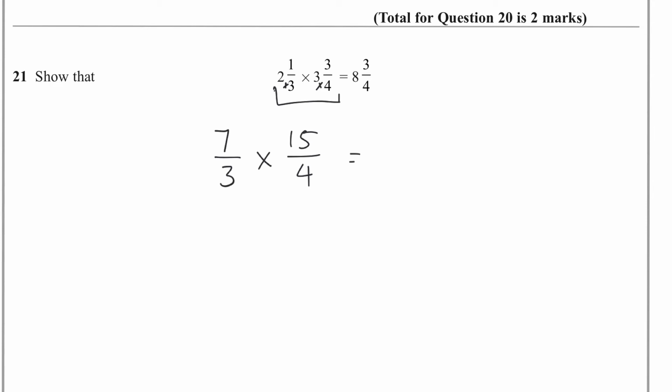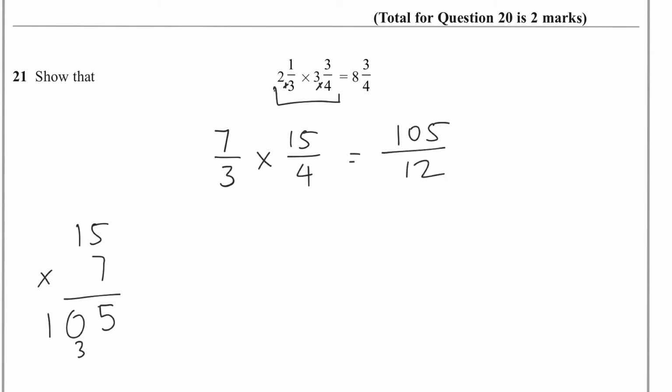Remember, when it comes to multiplying fractions, you times the numerators together and you times the denominators together. So 7 times 15: 5 times 7 is 35, so write 5 but carry the 3. Then the 1 times 7, which is 7, plus 3, which is 10. So that's going to be 105 over 3 times 4, which is 12.